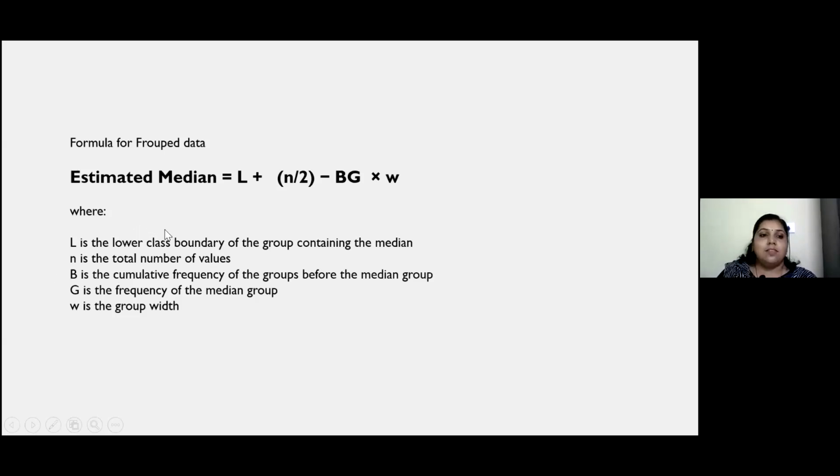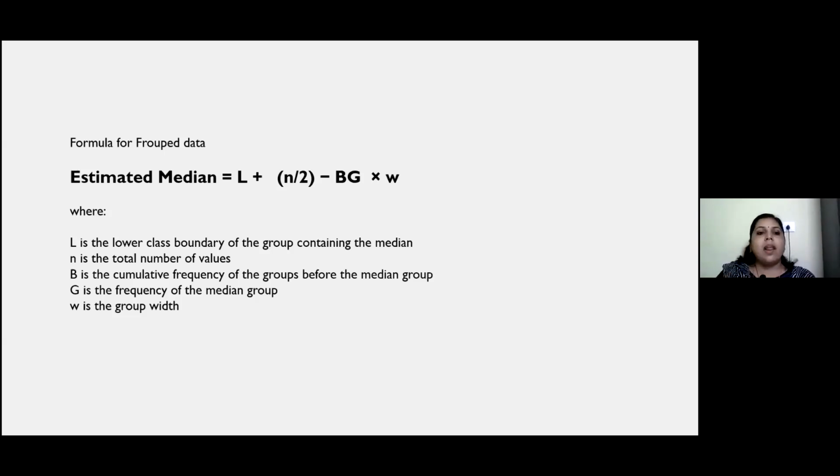L is the lower class boundary of the group containing the central value. From the total class interval, we can understand where our median value is. If we identify the median class, we mark it in a box. Then find the lower and higher boundary of the class interval. That median class's lower boundary is called L.